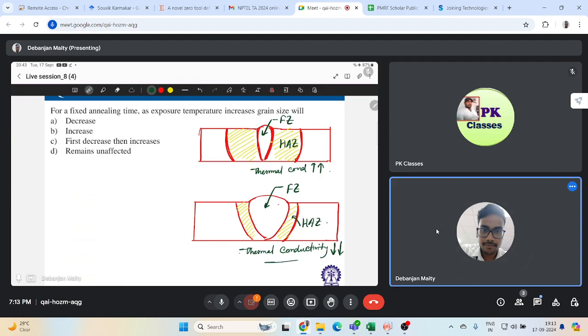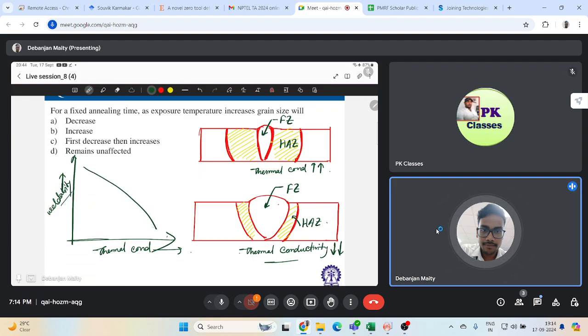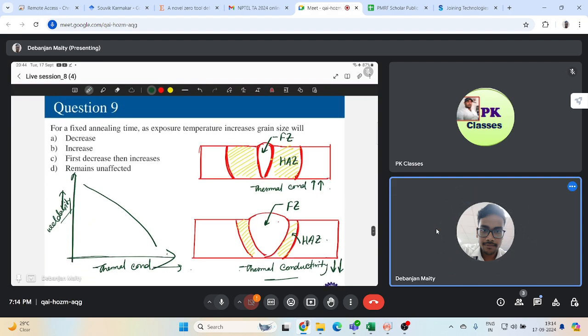Correct. So my thermal conductivity will increase, if this is my thermal conductivity. If that is getting increased, and this is weldability, with increase in thermal conductivity, that will go down. Okay.